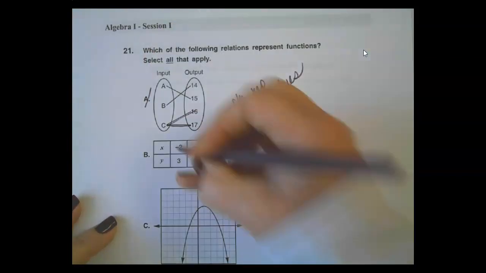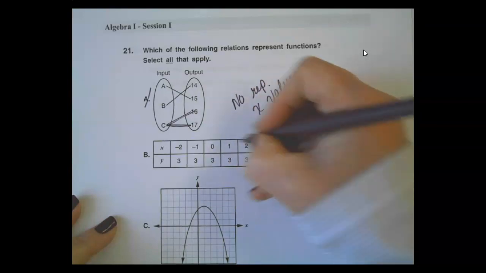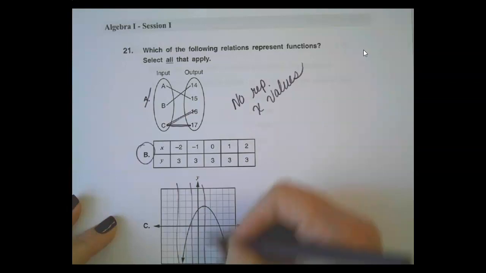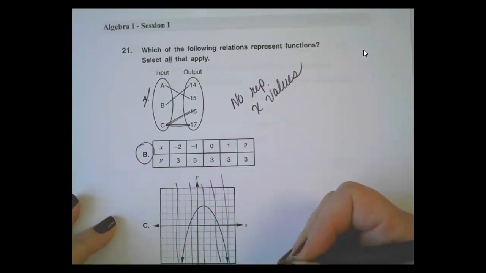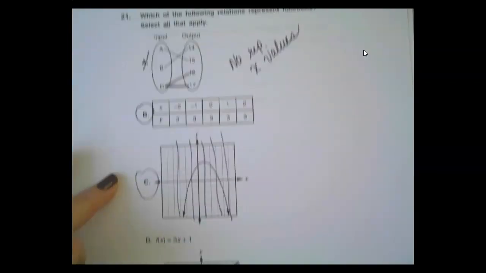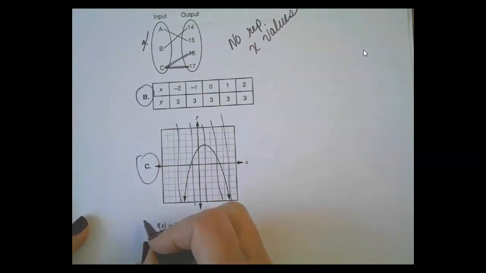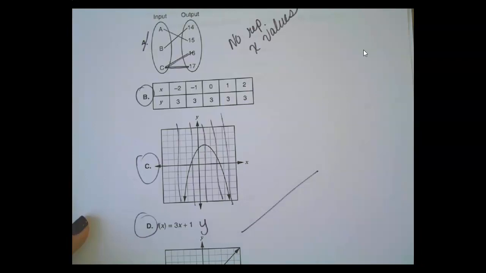This one, any of my x's repeating? Ooh, that's a good one. Vertical line test. Does it hit it twice? You're good. This one is a yes. If it's in slope-intercept form, we are good. That's linear. It looks like that. You could graph that one.